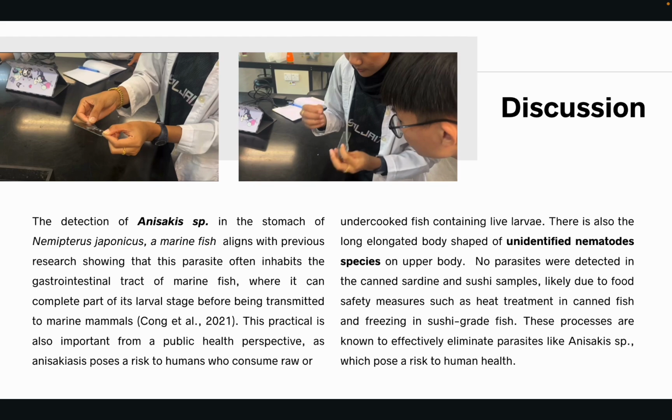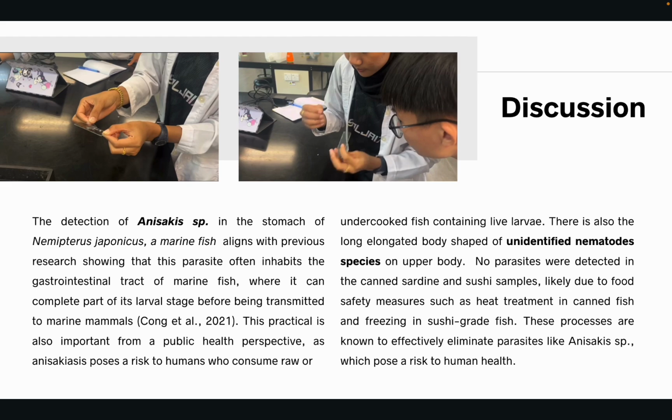Compared to freshwater fish, there are two types of nematodes found in marine fish: Anisakis species and another that cannot be identified by species. The detection of Anisakis species in the stomach aligns with previous research showing that this parasite often inhabits the gastrointestinal tract of marine fish. According to Chong et al., 2021, this tract is where the parasite can complete part of its larval stage before being transmitted to marine mammals. This finding is also important from a public health perspective, as anisakiasis poses a risk to humans who consume raw or undercooked fish containing live larvae.